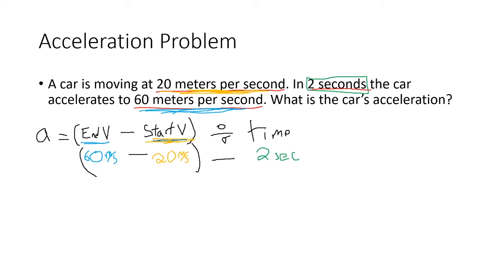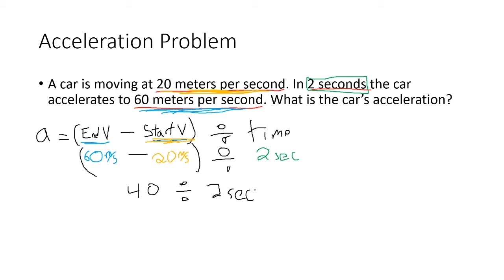So now that we have all of that figured out, what we will need to do is we need to do the math. Now we need to order the operations. We have the parentheses here, so we do this first. So first is 60 minus 20, which will give us 40. And then it will be 40 divided by our 2 seconds.